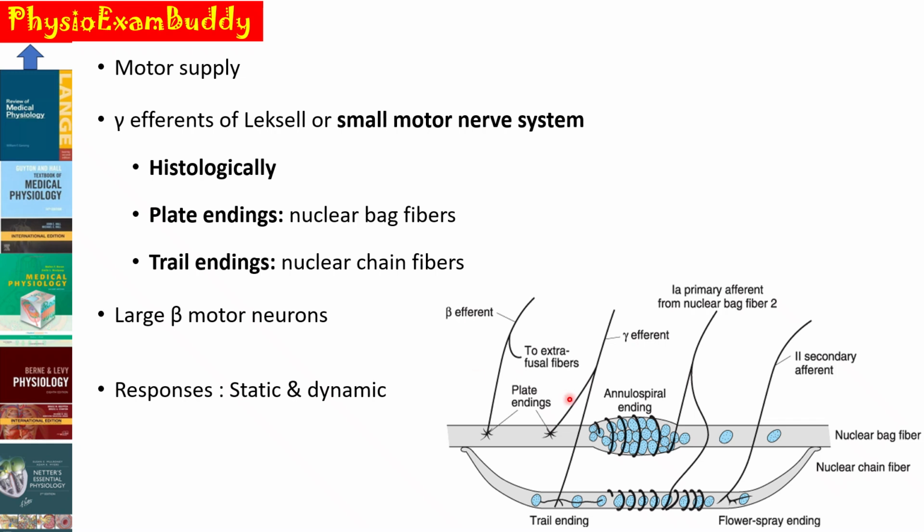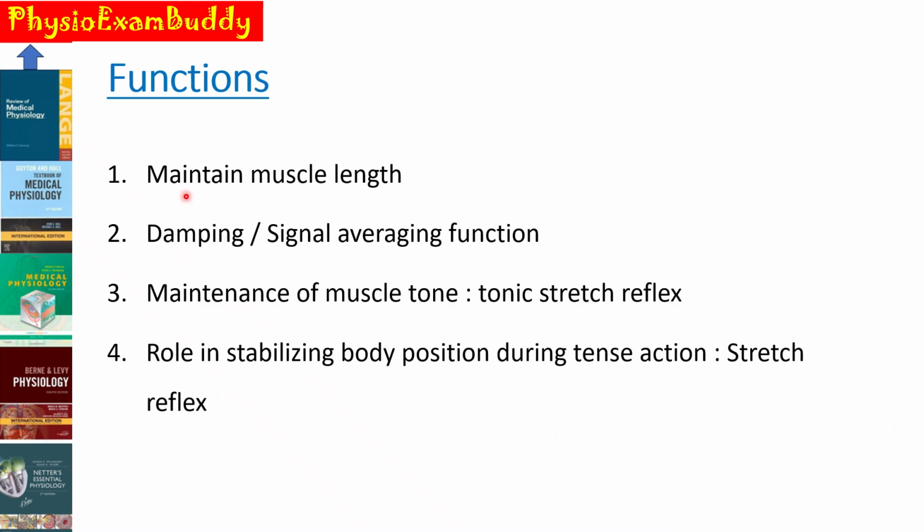Next is about the motor supply, that is the efferent supply. The basic efferents are the gamma efferents of Leg cell, also known as the small motor nervous system. And histologically, there are two types of these gamma efferents. The first one is basically the plate endings. As you can see here, these are the plate endings which you get in case of nuclear bag fibers, whereas the trail endings of these gamma efferents you will get in case of nuclear chain fibers, and they belong to the large beta motor neurons according to the Erlanger-Gasser classification, and their responses mainly include static as well as dynamic response.